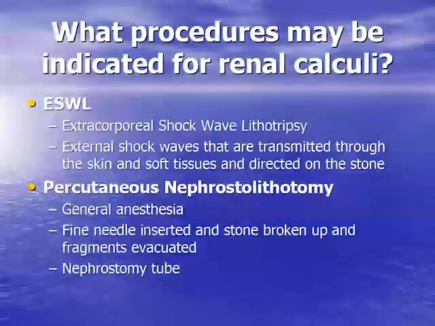If that is not appropriate for that patient, or if that didn't work and the patient still has symptoms and pain, then the patient may have to have a percutaneous nephrostolithotripsy. This is done typically under general anesthetic, where a fine needle is inserted, the stone is broken up, and then the fragments are evacuated out. So this patient will have a nephrostomy tube after this procedure, and there's a great care plan in your book that you can take a look at to learn a little bit more.